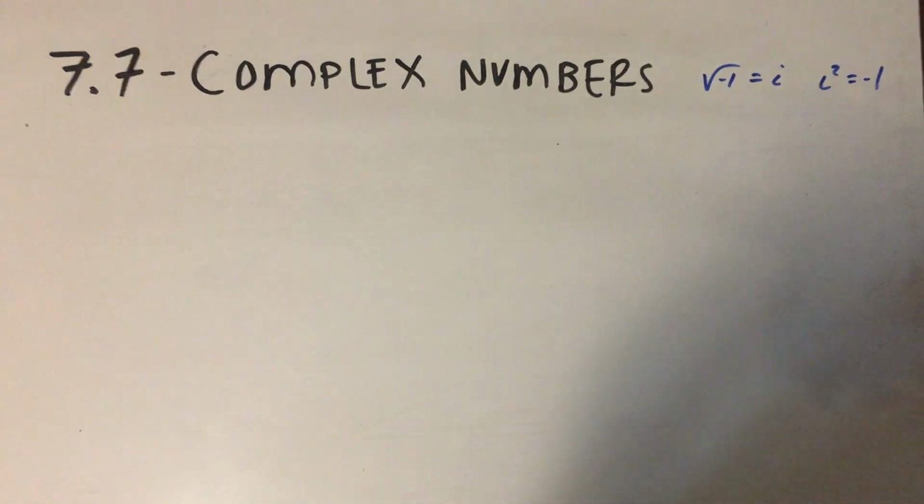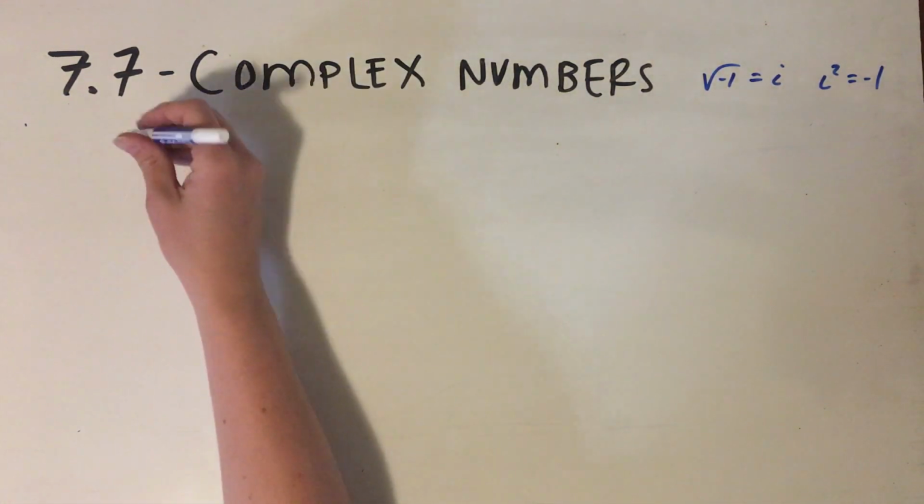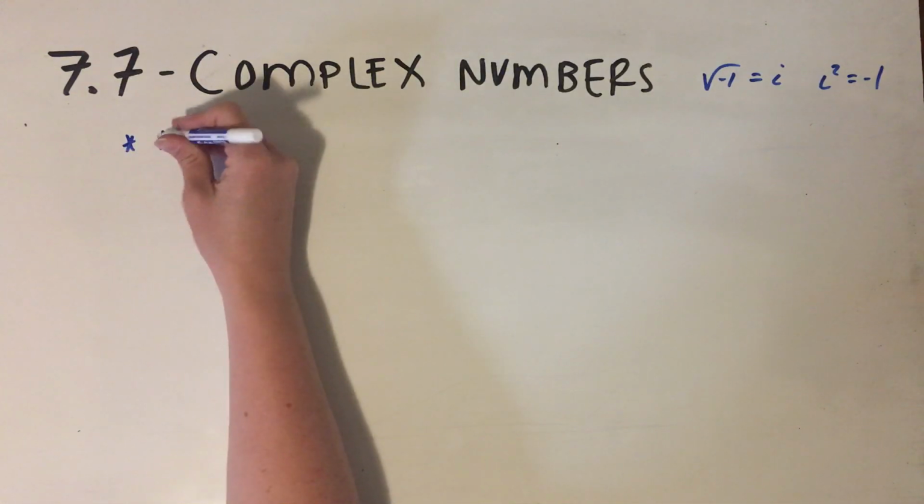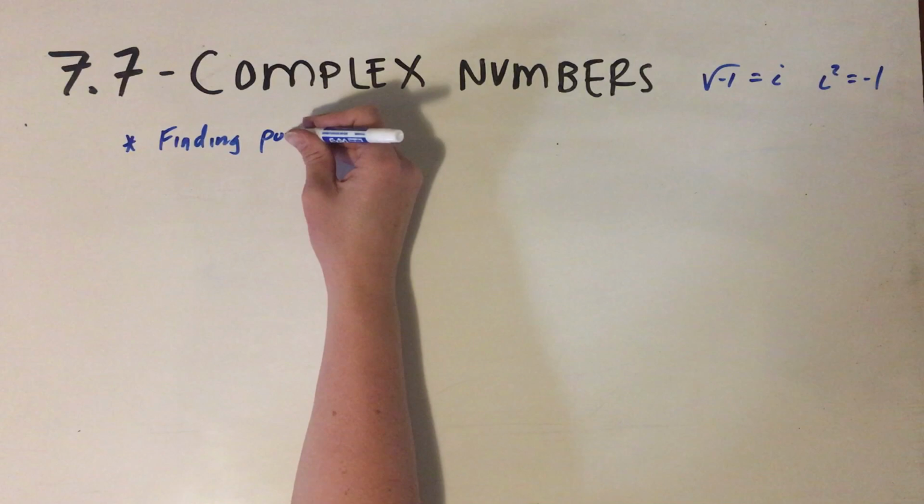All right, class, welcome back. This is our last and final objective for chapter 7. So we're in 7.7, talking about complex numbers. And right now we are going to talk about finding powers of i. Okay, finding powers of i.